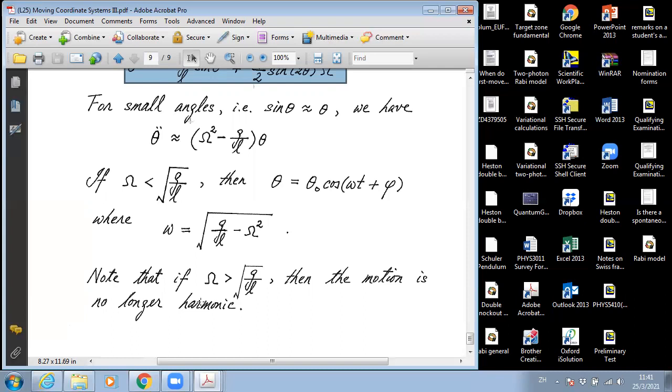Now you can see that when you go into the rotating frame, the whole analysis is very simple. If you don't believe it, then I advise you to go to the inertial frame and work out the details. Okay.